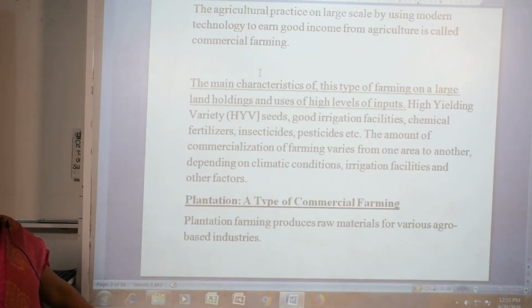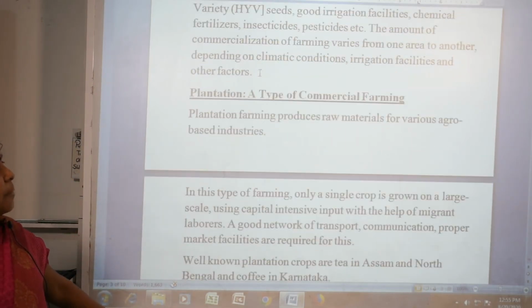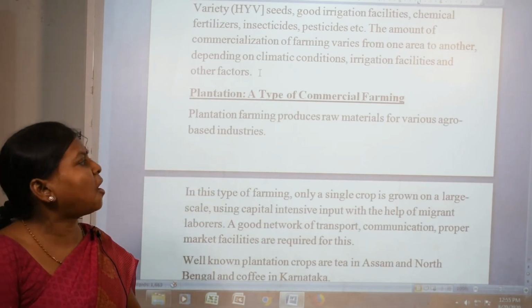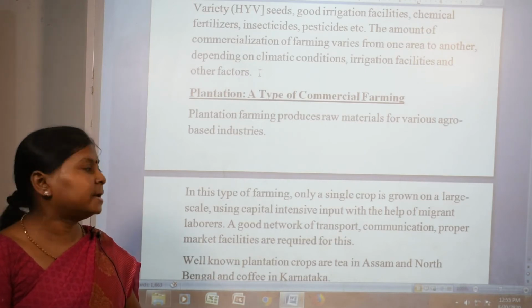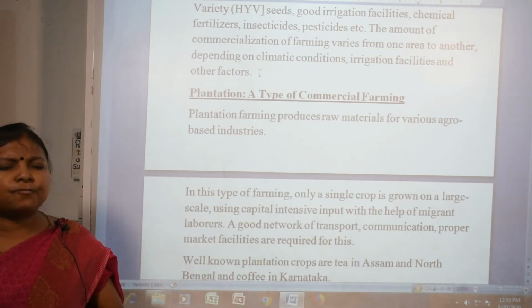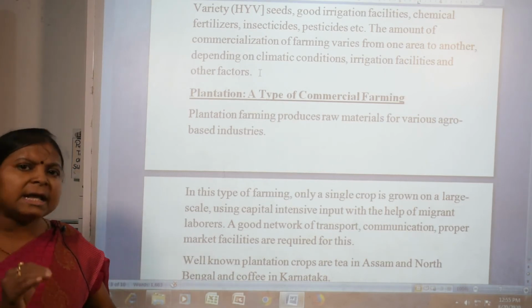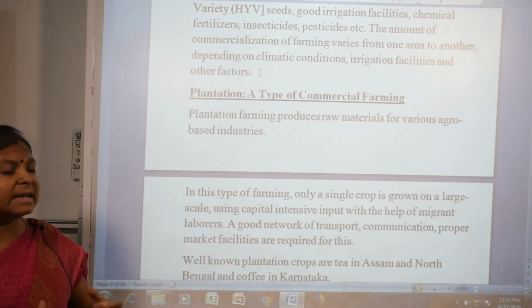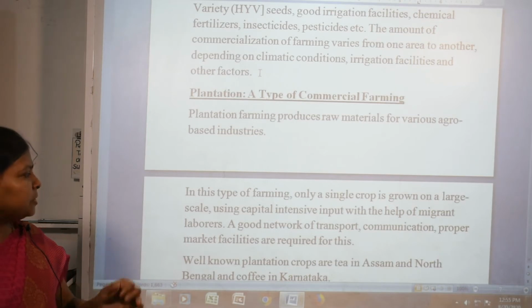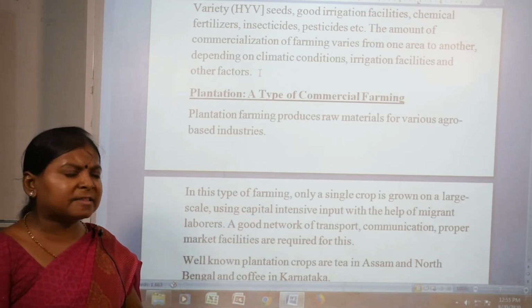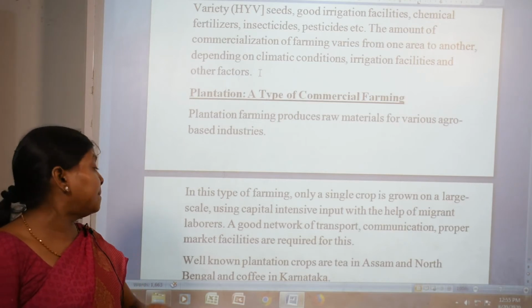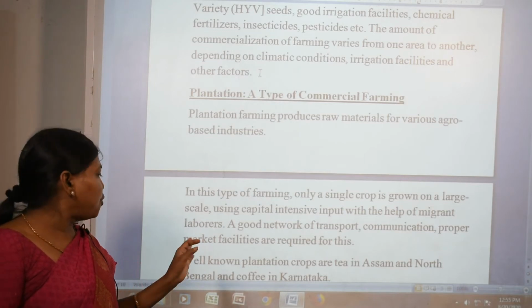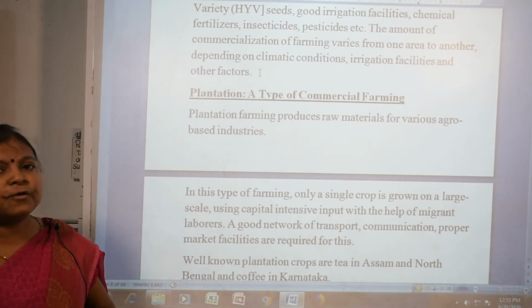Now, plantation. Plantation is a type of commercial farming. See, plantation farming produces many types of raw material for various agro-based industries. In this type of farming, what is done? Only a single crop is grown on a large scale in a large area. It needs a large amount of capital investment, and migrant laborers, a good network of transport, communication, and proper market facilities are required for this.